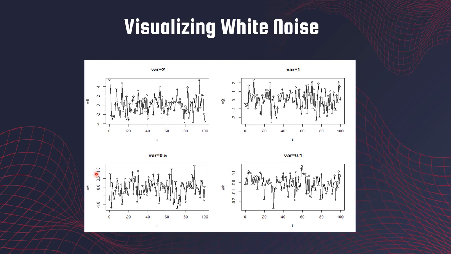Now let's visualize the white noise. The first graph here is white noise. Again, it's centered around 0. Here the variance is 2. In this case, the variance is 1. For this, it's 0.5, and then it's 0.1. So you can see that the variance is reflected on the scale of the y-axis. When variance is 0.1, the range of values for the white noise is pretty small, from minus 0.2 to 0.1 roughly. And if the variance is larger, the scale of values is larger as well.